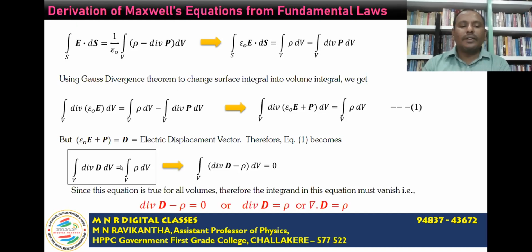Since the equation is true for all volumes, therefore the integrand in this equation must vanish. It implies divergence of D minus rho is equal to 0, or divergence D is equal to rho. Writing this in mathematical form, del dot D is equal to rho. This proves the first Maxwell's equation.